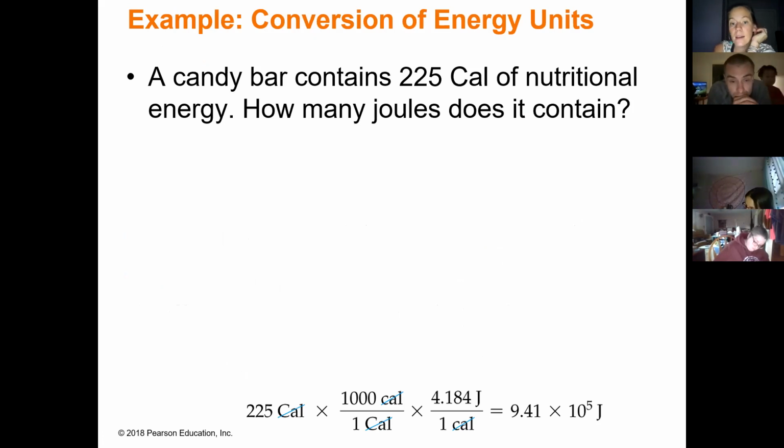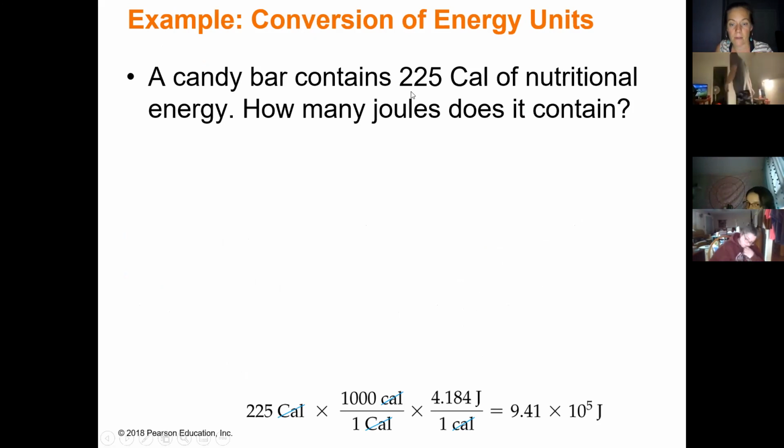Now, this is not anything revolutionary. This is just unit conversions, dimensional analysis. It's the same thing as converting from inches to feet. You just have different conversion factors. So I'll go ahead and give you all 3 minutes to work on that, and we'll come back together and talk about how many joules are in that candy bar.